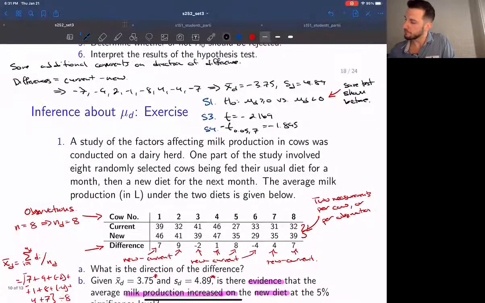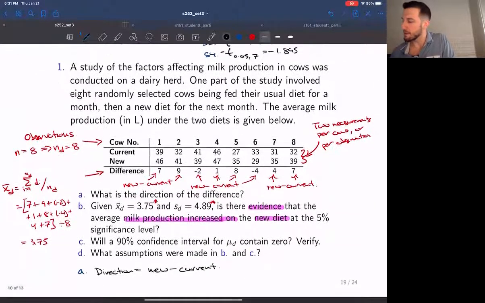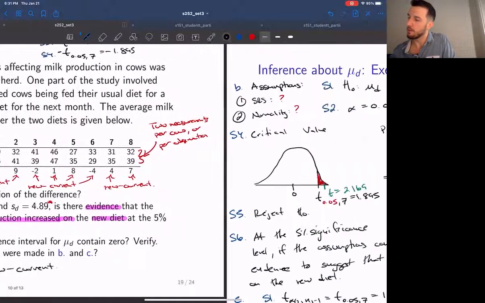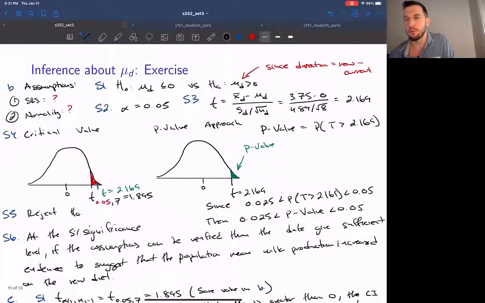All right. In part D, we're just asked what assumptions were made in B and C. We went over this at the start of part B. So we had the simple random sample assumption about the observations or about the differences, but that's the same thing. So basically we are just saying we assume each cow was randomly selected for the study, and that each cow is independent of the other. The second assumption was normality. So in this case, we have normality of the differences.